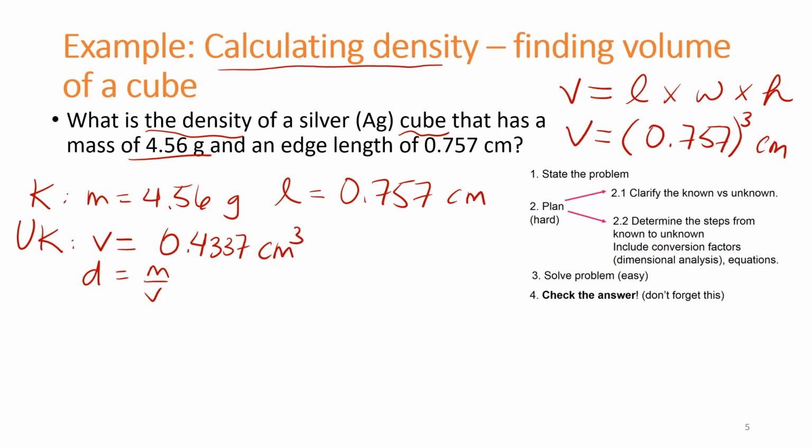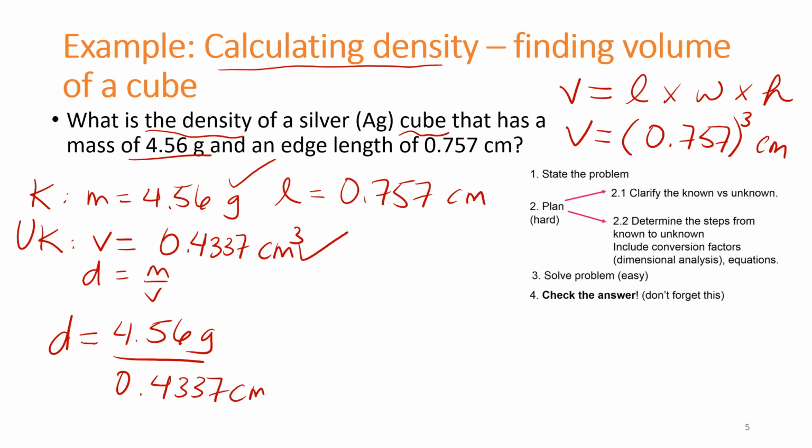So now we have our volume, we have our mass, so now we can calculate the density. So again, plug and chug. And then you end up getting 10.51 grams per centimeter cubed.